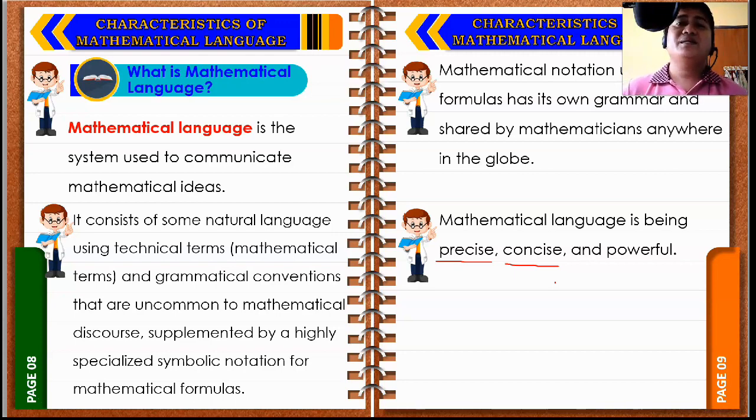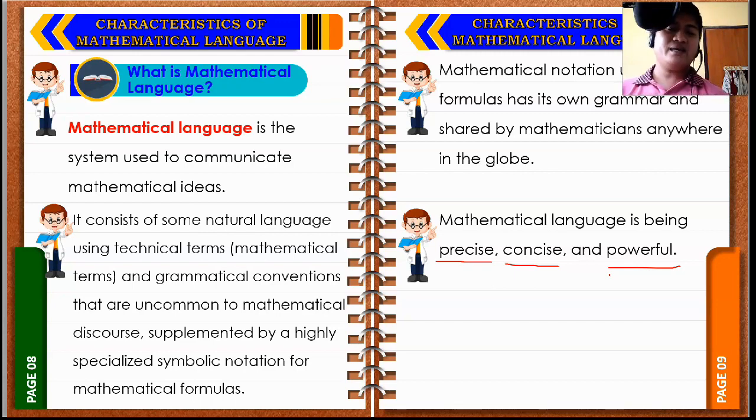And lastly, mathematical language is powerful. Mathematical language must also be powerful. It is a way of expressing complex thoughts with relative ease. The abstraction in mathematics is the desire to unify diverse instances under a single conceptual framework, and it allows easier penetration of the subject and the development of more powerful methods.